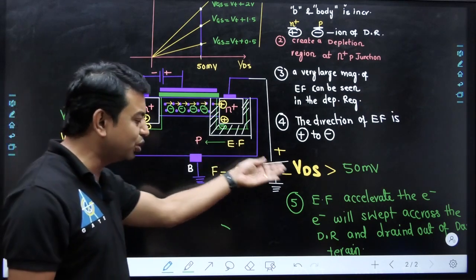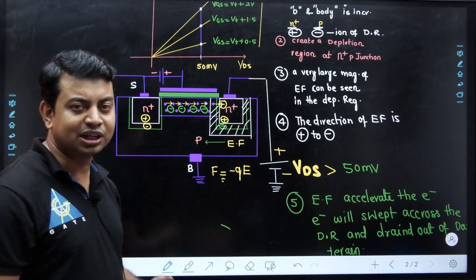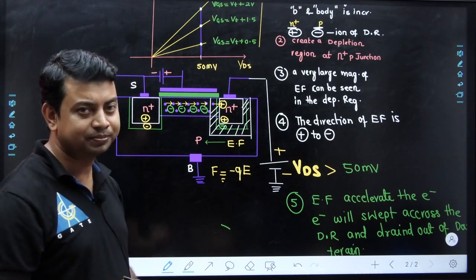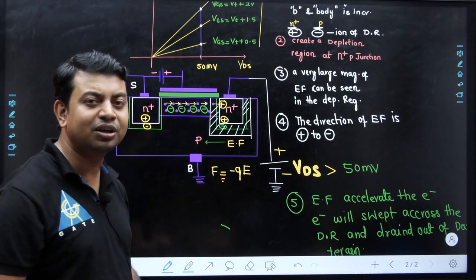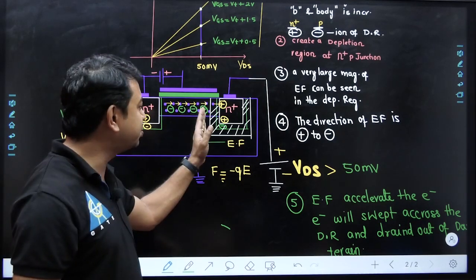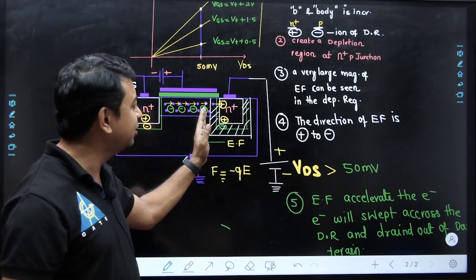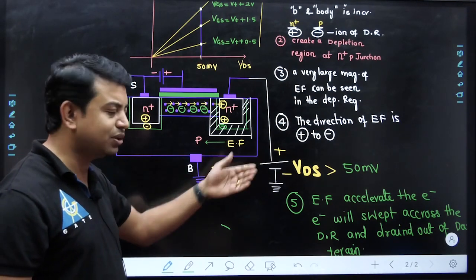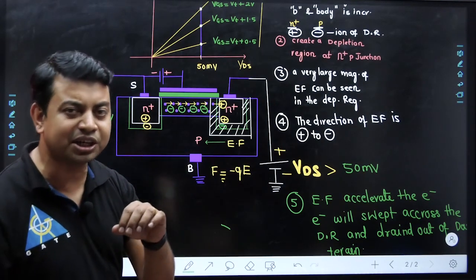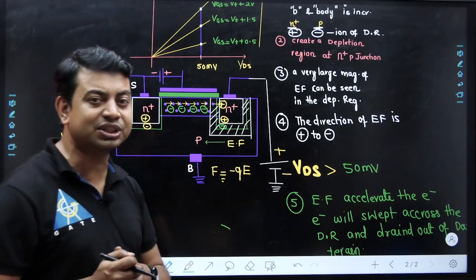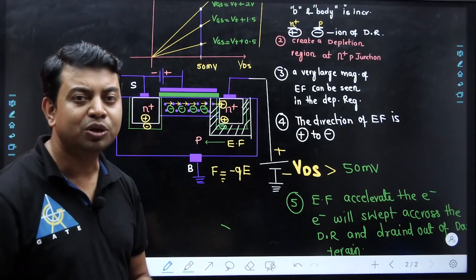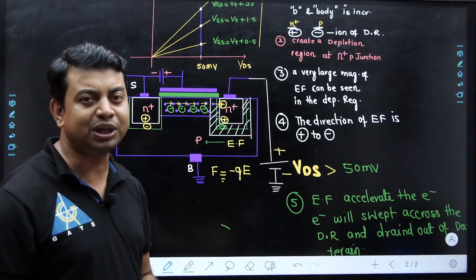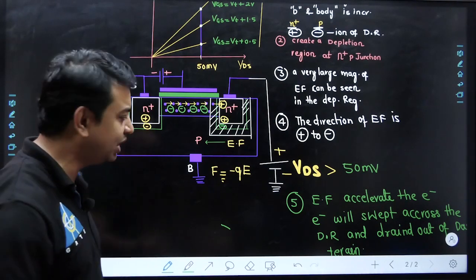But if you increase the VDS value more, the conductivity is not increasing, but the magnitude of current is increasing, because the presence of the electric field will sweep the electrons from the channel to the drain end. So initially we have an ohmic region, but if we increase the VDS value, the channel will be less conductive. That means the current magnitude is decreasing. But if you increase the VDS value more than a certain value, then the magnitude of current will increase linearly with respect to VDS.